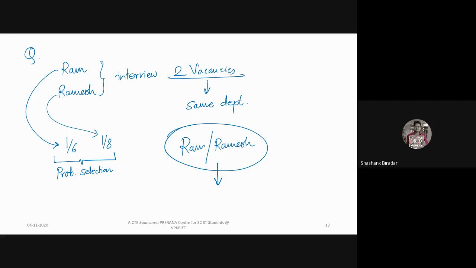I'll read out the question so that you could think of a solution. Ram and Ramesh appeared for an interview for two vacancies in the same department. The probability of Ram selection is 1/6 and that of Ramesh is 1/8. What is the probability that only one of them will be selected? So take 2 minutes to think on the problem, then we will move to the solution.